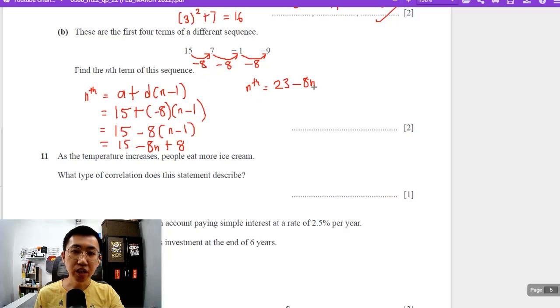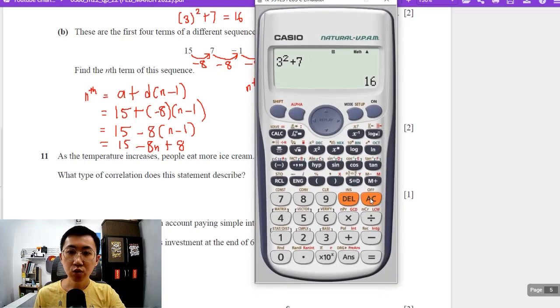Okay, now the moment I found my answer, right, I will have to substitute n equals to 1, 2, and 3 and check whether we get 15, 7 or negative 1. Okay, so in mathematics you must check your answer. We are going to test the formula.